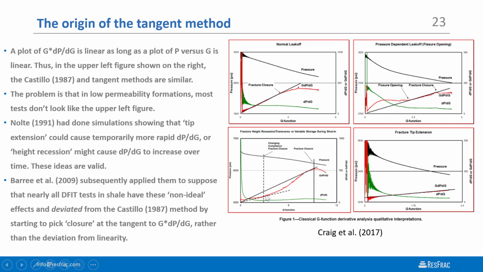They said instead of picking closure at the deviation from the straight line like Castillo recommended, they're going to let this G times dP/dG curve keep evolving, and they're going to draw this tangent from here to the tangent of the curve, and they pick closure way out here. So it's always going to be later. You can see there's a pretty substantial pressure difference from here to here, and that's the difference.